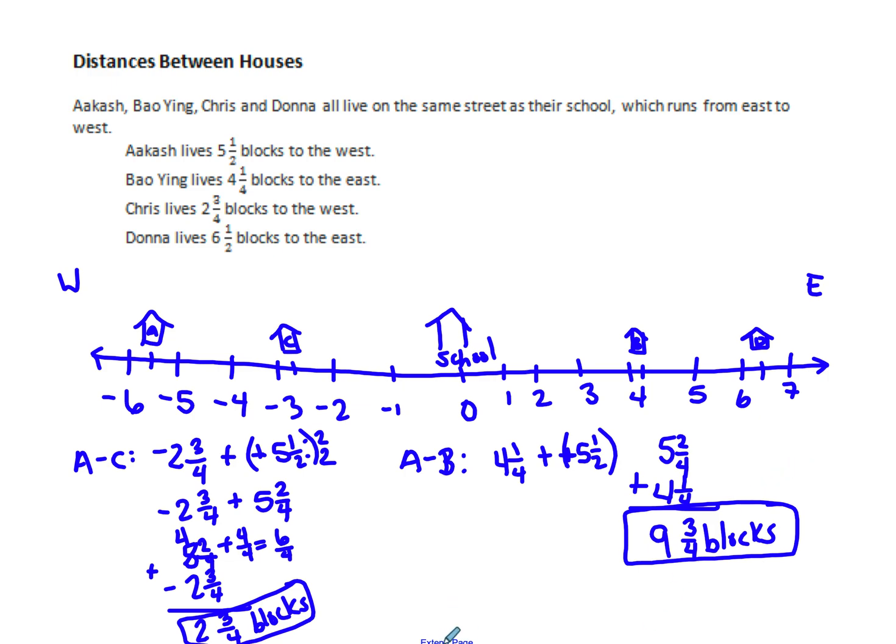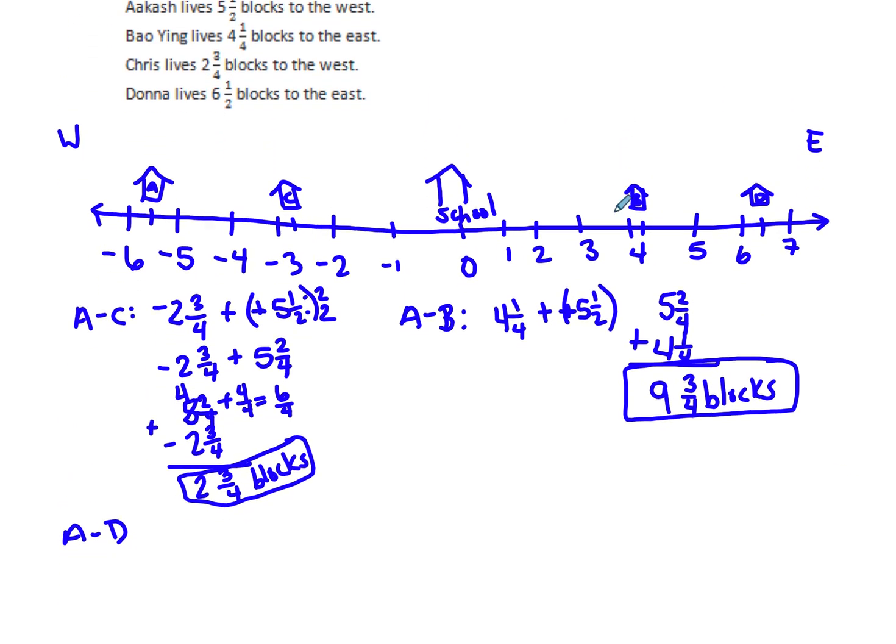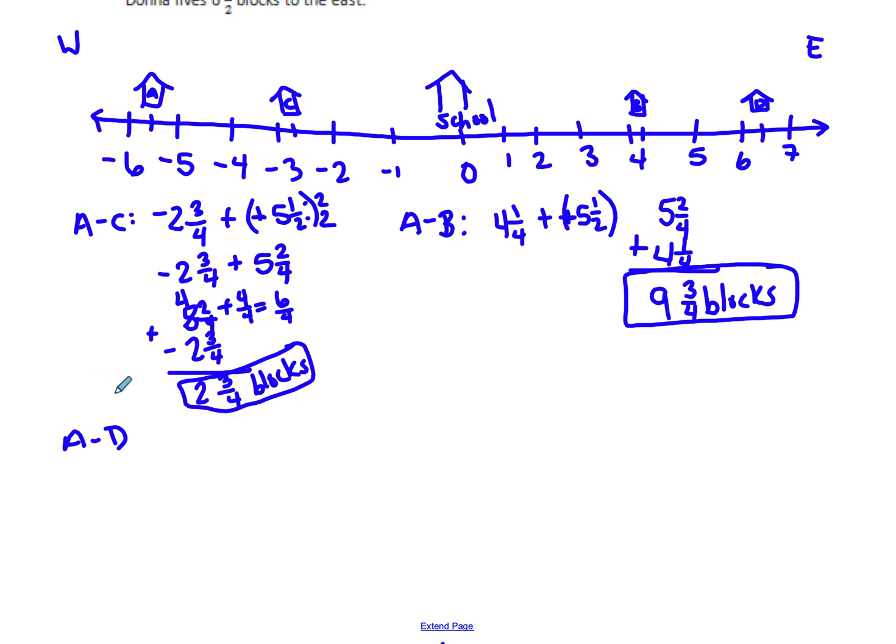All right, I'm going to need some more space here. All right, so for my next problem, I'm going to do Akash to Dana. Now Dana is at 6, I gotta go back up here, 6 1/2. All right. Distance on the number line, we're still subtracting. Larger number goes first. 6 1/2 minus our -5 1/2. Boom, change to addition. Boom, change the sign. I already have a positive.